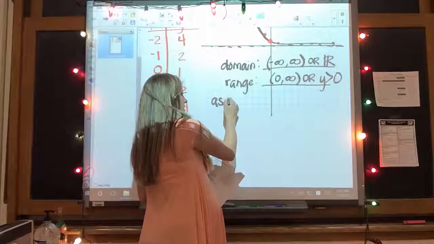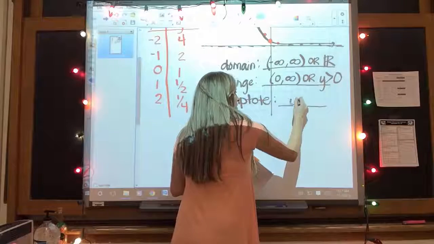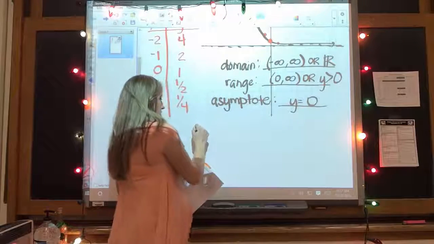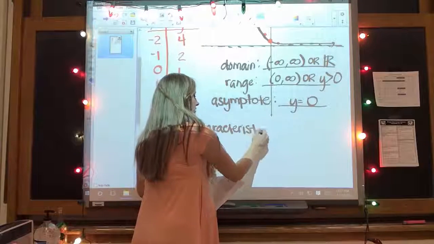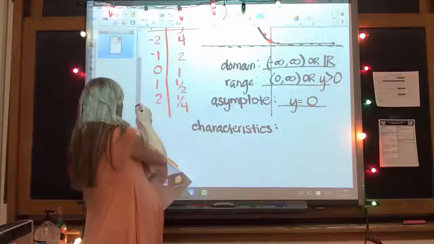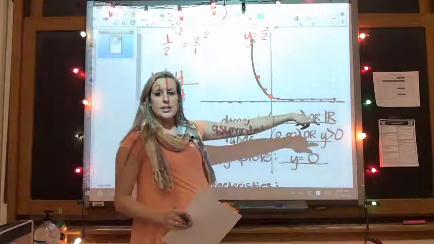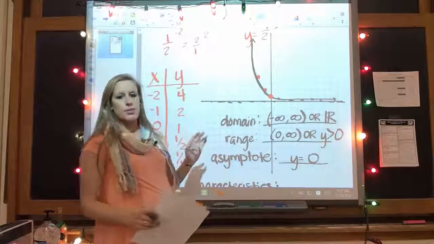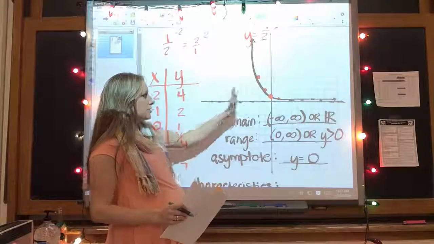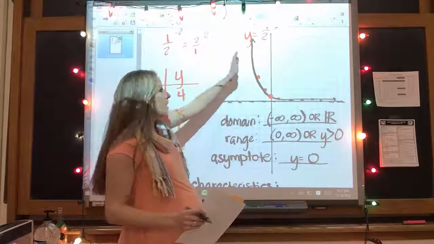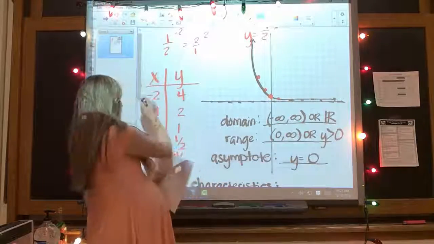The next part is the asymptote, and we just said that there's an asymptote at y equals 0. Characteristics about this graph, we kind of already said it. If you look at this graph, your y is decreasing from left to right. You always want to go from left to right, like you're reading a book. So my x's, I go from left to right. And when I do that, my y is getting smaller and smaller until it gets close to 0.